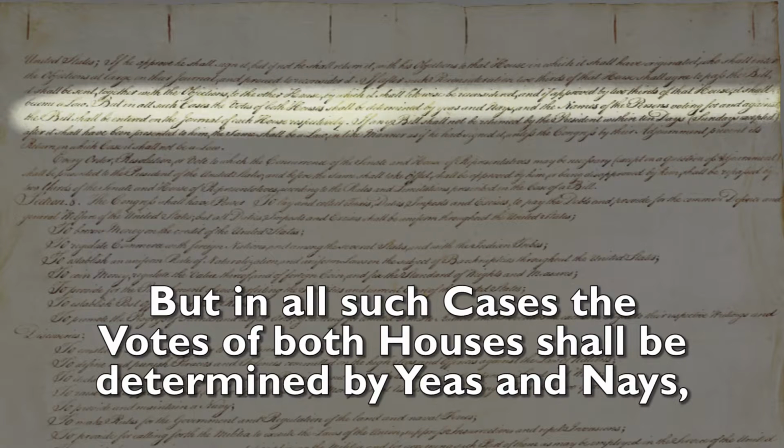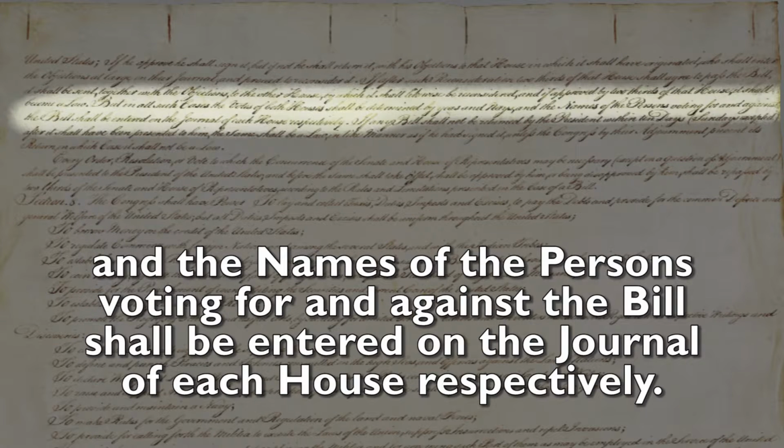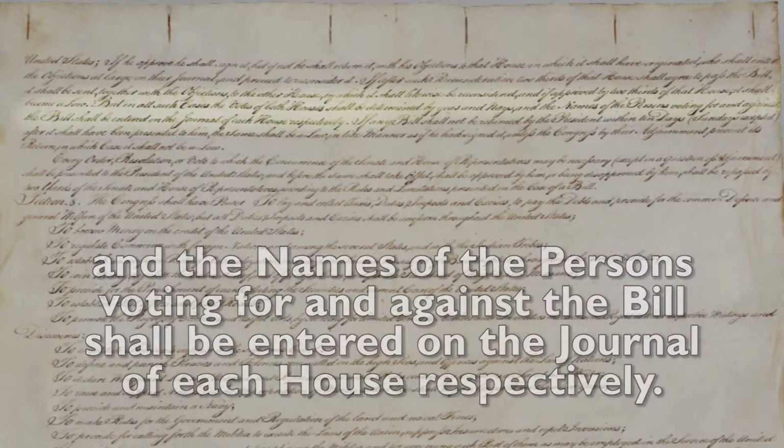But in all such cases, the votes of both houses shall be determined by yeas and nays, and the names of the persons voting for and against the bill shall be entered on the journal of each house respectively. Good. So if you're going to override a veto, it has to be a roll call vote. You have to know what it was. You can't just all say, yeah, okay, we passed it. You gotta have what it is.